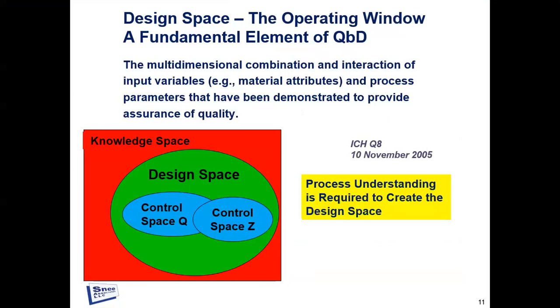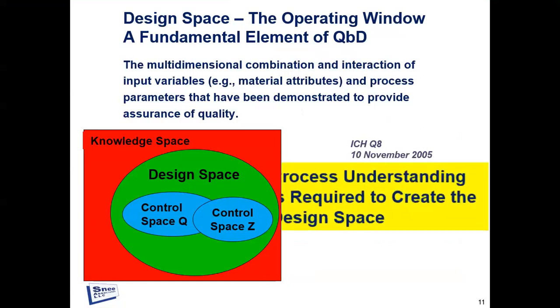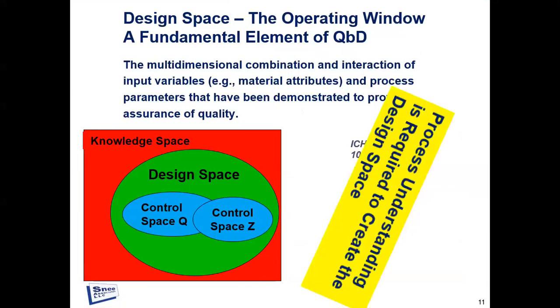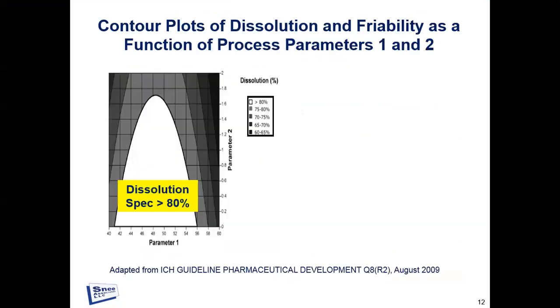The key thing to creating the design space or operating window is process understanding. We mentioned that earlier, and so we need to develop process understanding. And believe it or not, there are a lot of processes in our world today that produce products which are used, but we really don't understand those processes. And if you don't understand a process, it's very difficult to improve it or make it more effective. So we're after process understanding.